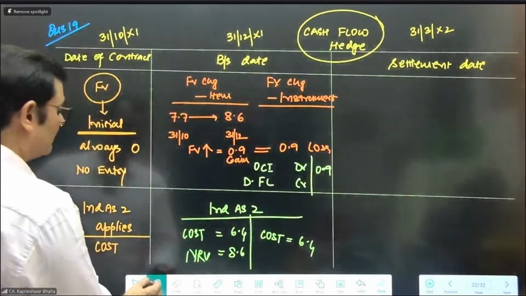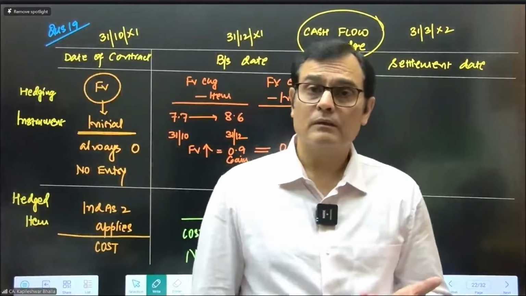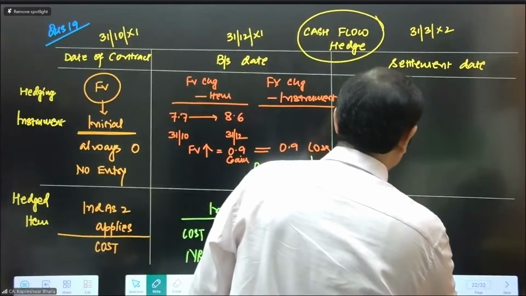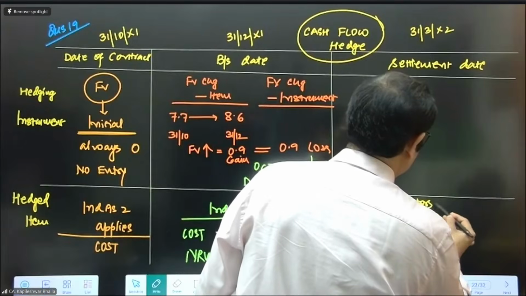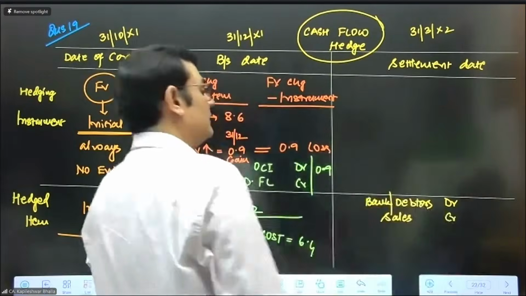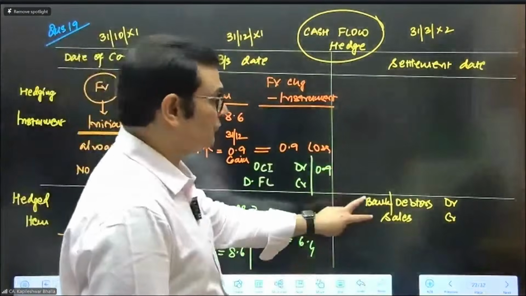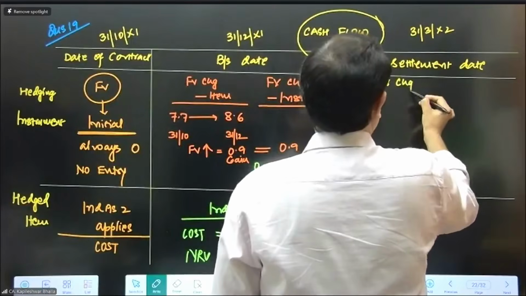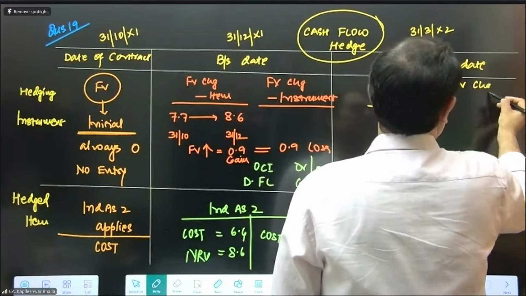Next comes the date of settlement. On the date of settlement, the inventory is sold and there is a net settlement of the derivative contract. Let's first sell the inventory. When you sell the inventory, bank or debtors gets a debit and sales gets a credit. The inventory will be sold at fair value.